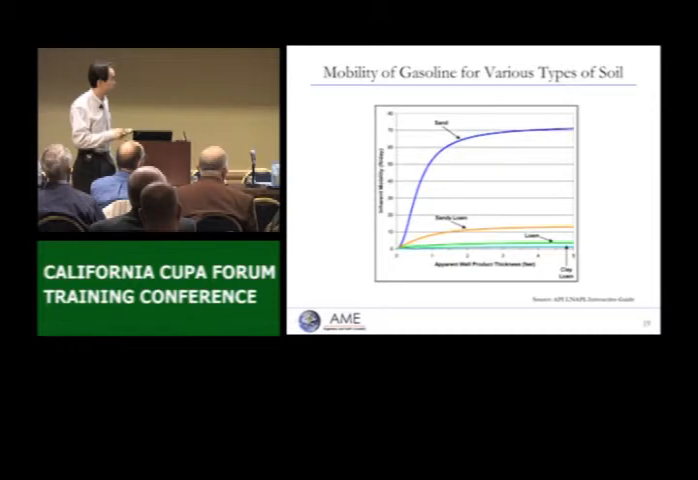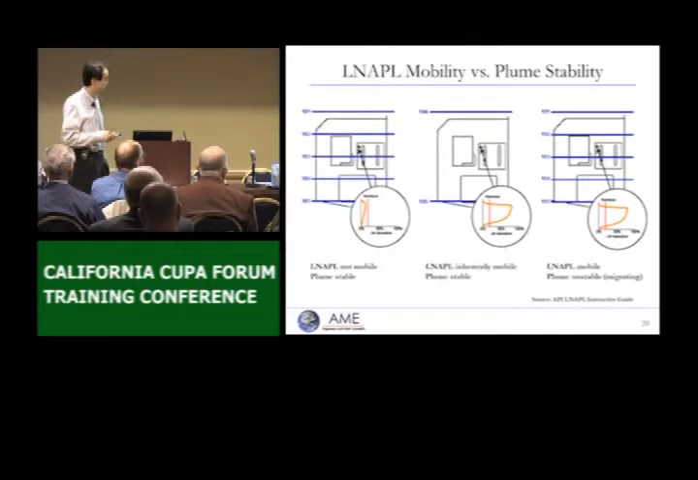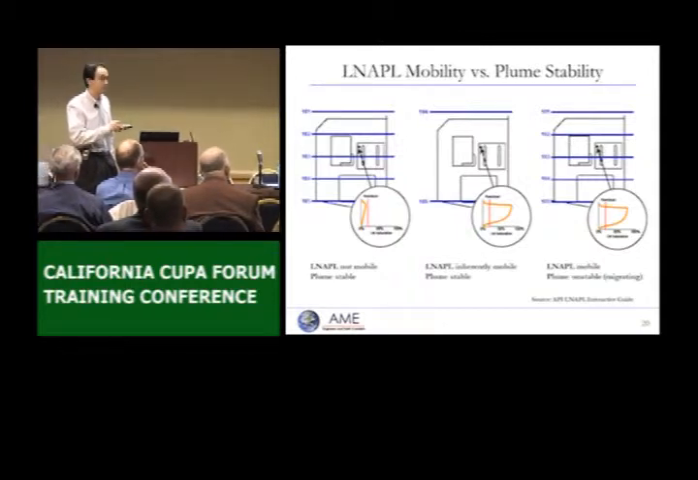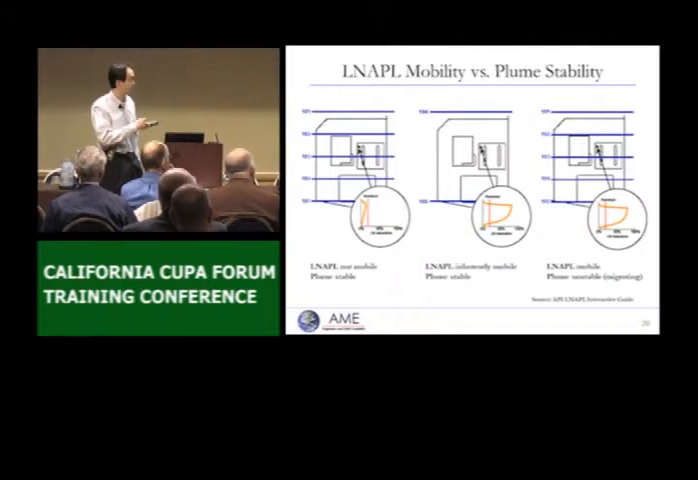I like to use this in a very classical scenario to describe the difference between LNAPL mobility and plume stability. Here, the blue lines represent the potentiometric heads. Here we have a 4 feet drop. Here we have only a 1 foot drop. So the gradient in the case on the right is 4 times that of the case in the middle.